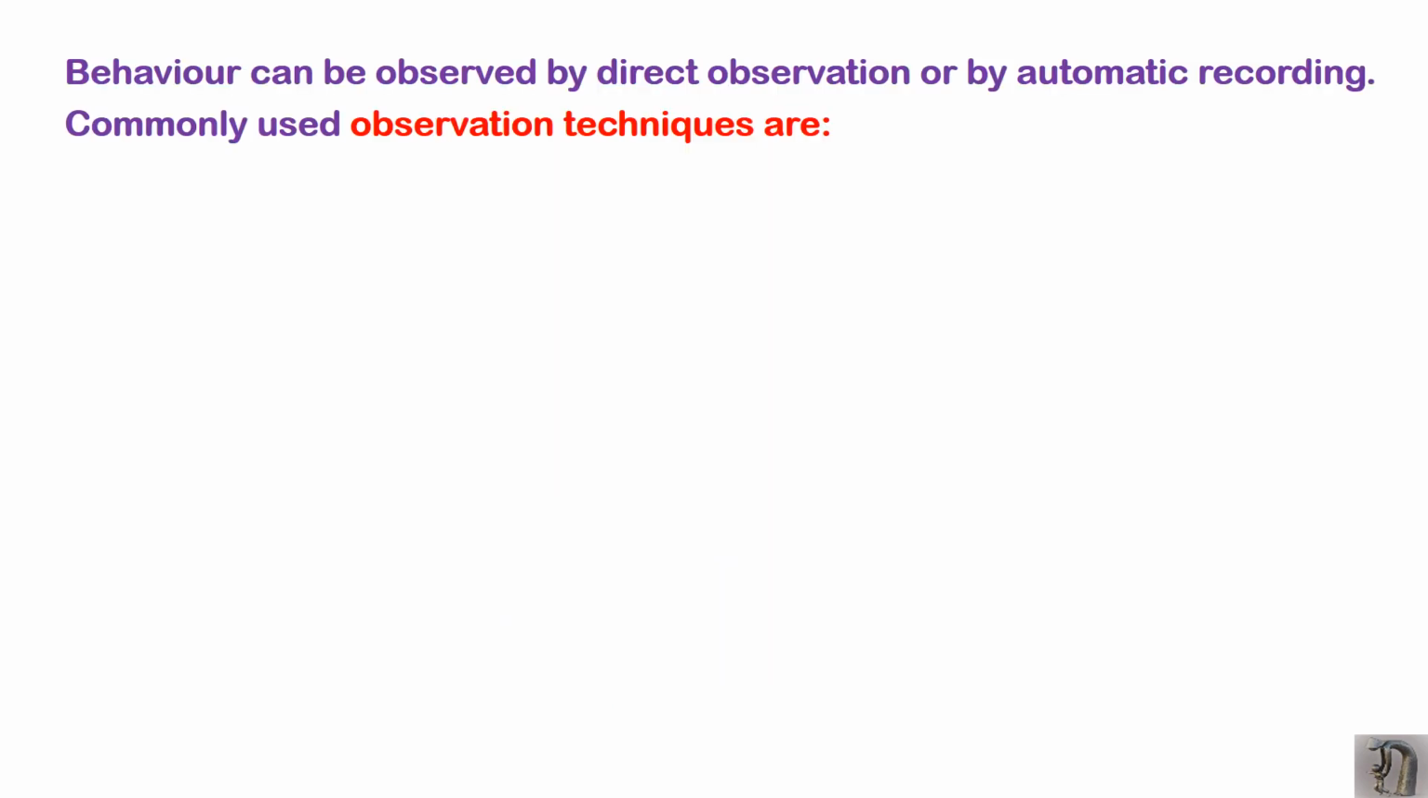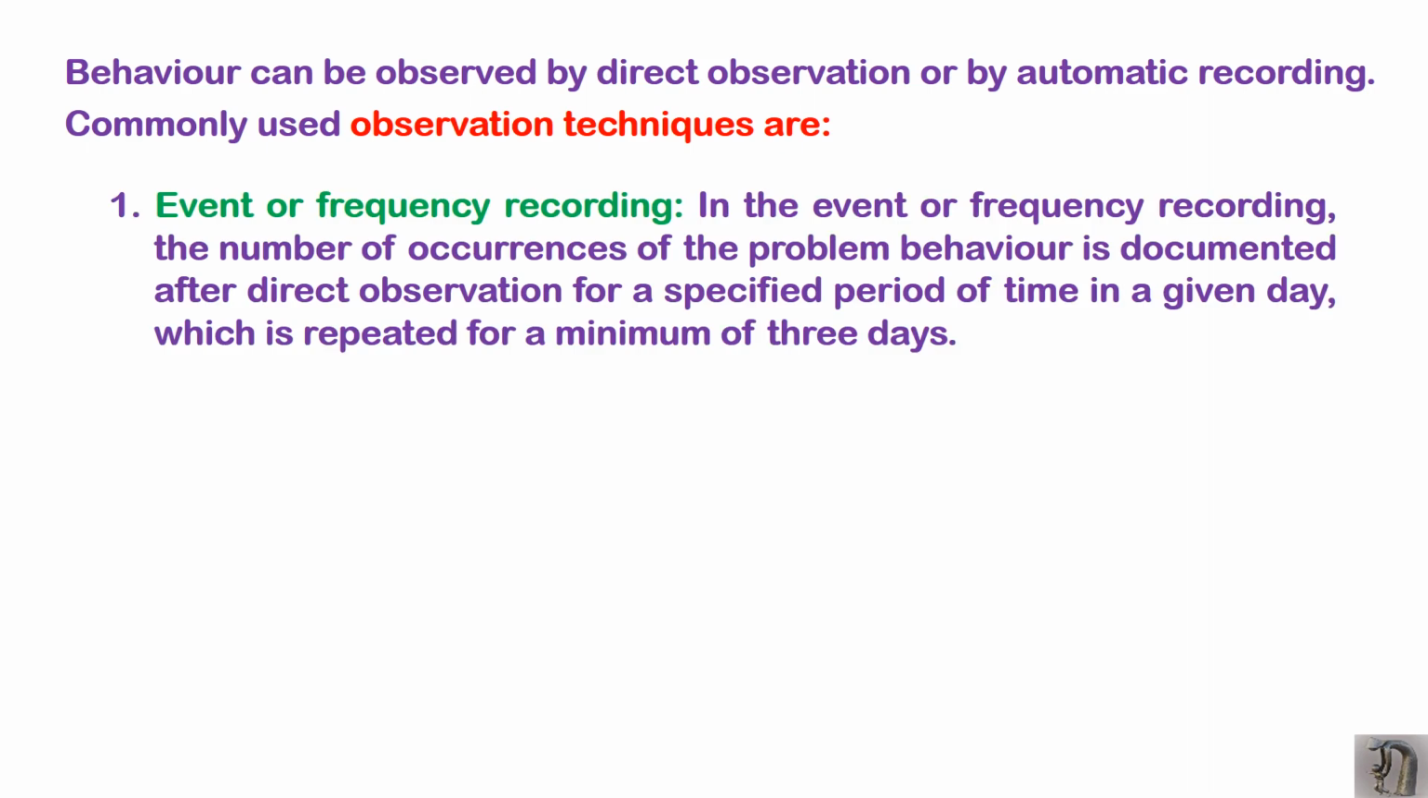Now let us see the observation techniques. As I said, the observation technique is very important. So we are going to discuss 4 observation techniques to observe the undesirable behavior. This behavior can be observed directly or by automatic recording systems. First, event or frequency recording.